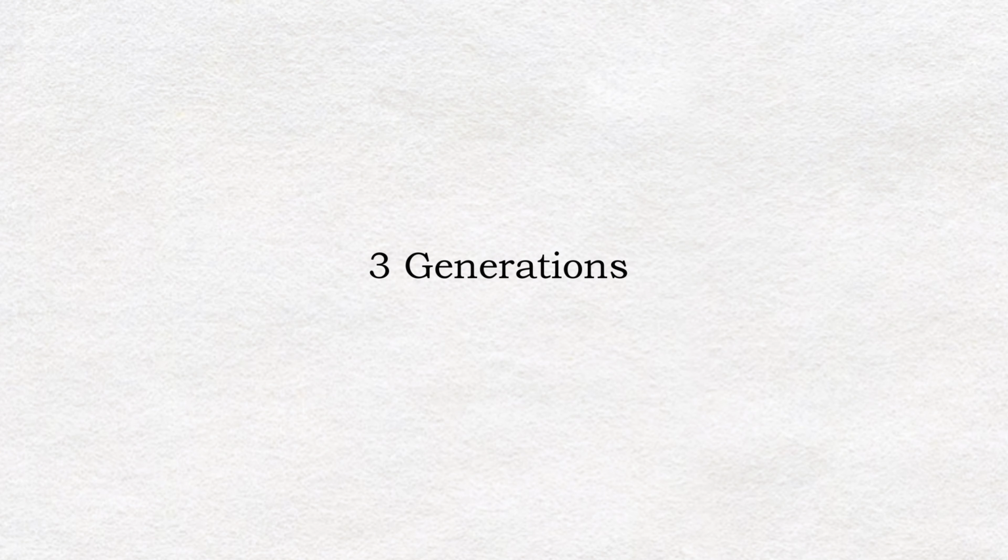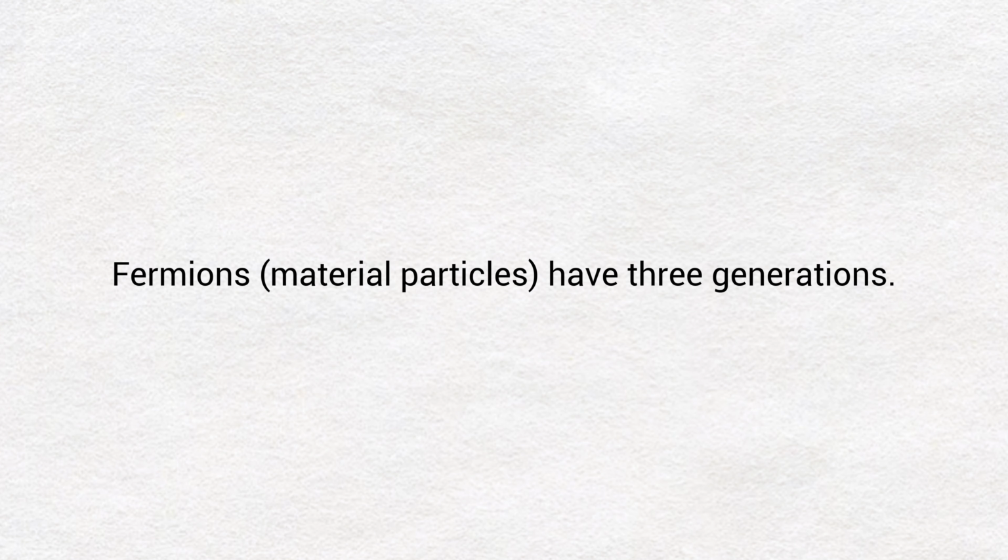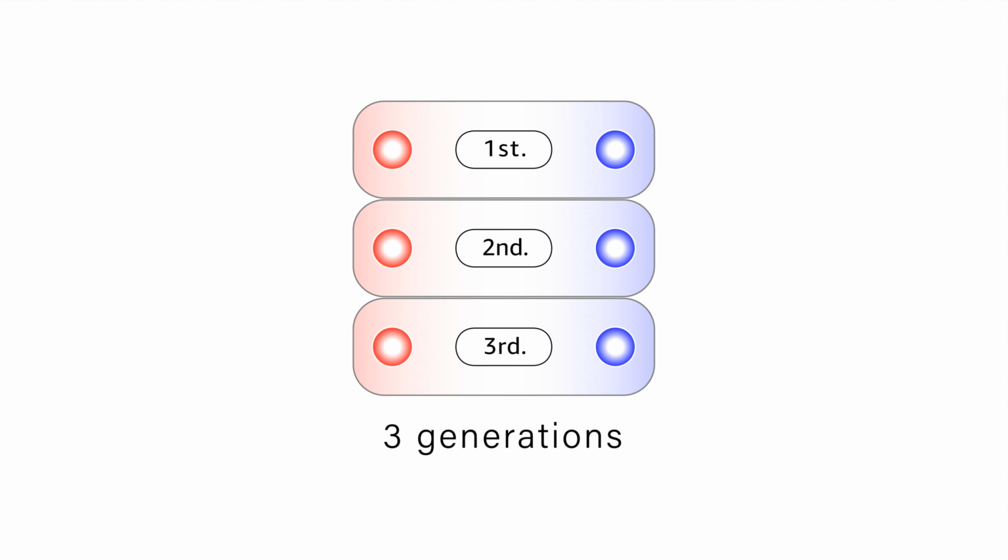3 generations. Fermions, which are material particles, have 3 generations, as illustrated in this figure. A generation is a set of elementary particles. The first generation is the lightest, and the third generation is the heaviest. The term generation is related to the order of discovering particles. For example, the first generation particles, the lightest particles, were discovered first. As we will see later, this structure will be transformed into that of the Zeptoform.